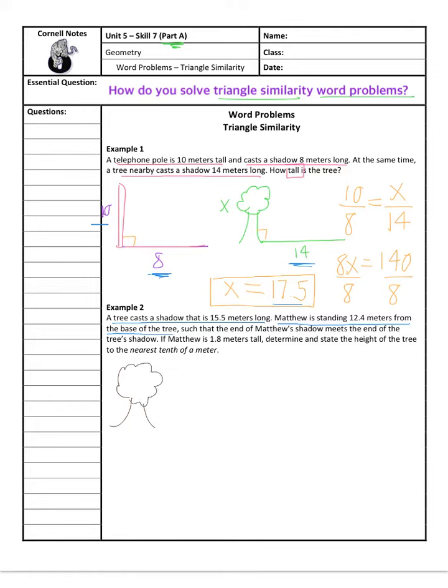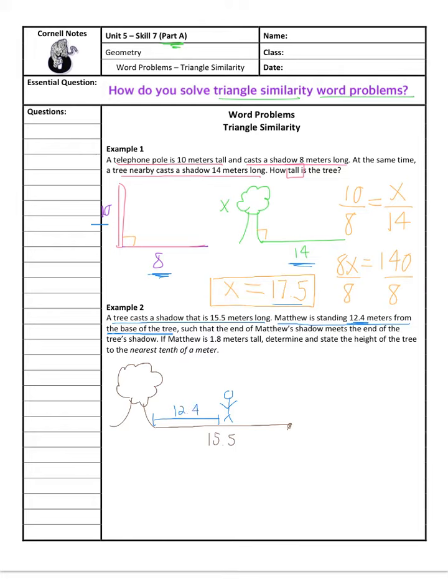And I know it casts a shadow that is 15.5 meters long. So from the bottom of my tree to, let's say, about here, I know that that distance is 15.5. It tells me that Matthew is standing 12.4 meters from the base of the tree. So Matthew, I'm going to put him about here. And I know that the distance from the tree to Matthew is 12.4.